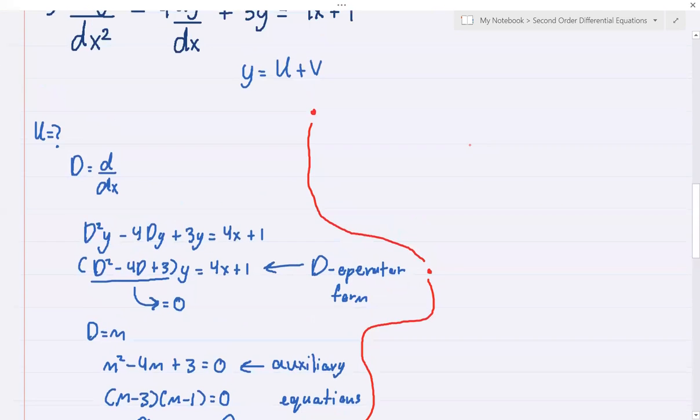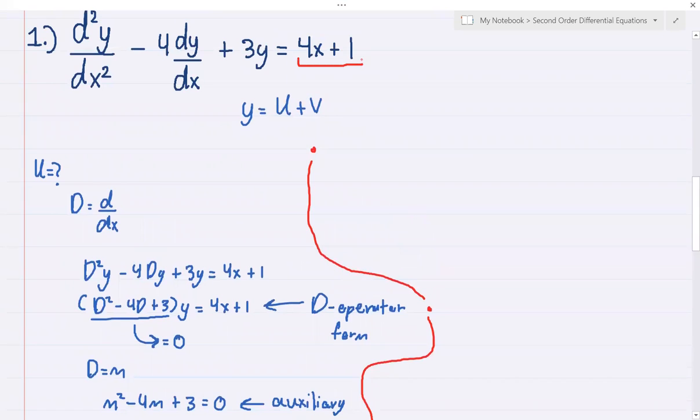So for your v, observe your function f of x. Since your function is 4x plus 1, therefore your v is equal to ax plus b. So what I did here is the same format, but I transformed numbers into letters. So from 4 to a and from 1 to b.